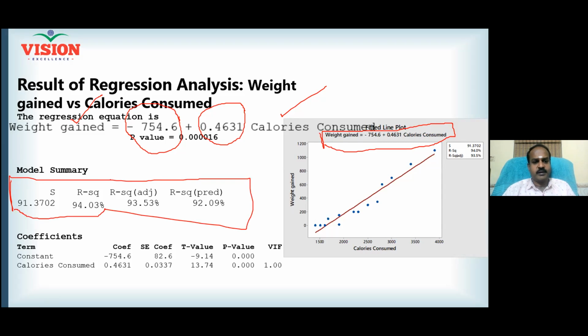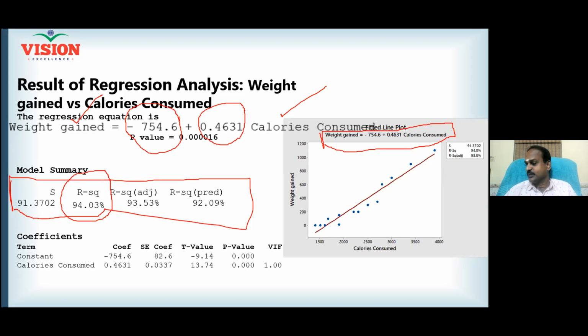Model summary. Do you see the R square value here? R square is how much? 94%. When R square is 94, that means the model is really strong. You can control the weight gain by controlling the calorie consumption. Isn't it? Controlling the calories will definitely control the weight to an extent of 94%. How do I know? Looking at the R square value.